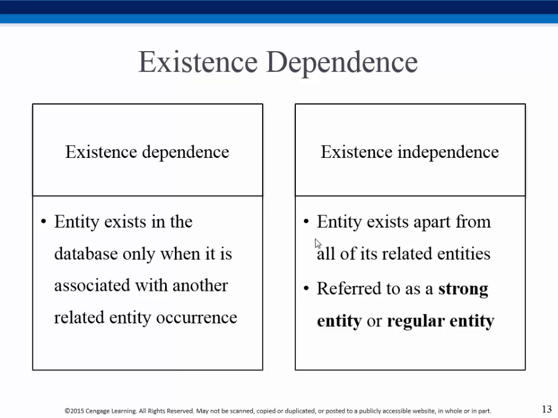If an entity can exist apart from all its related entities, then it is existence independent and is referred to as a strong entity or regular entity. For example, suppose the XYZ Corporation uses parts to produce its products. Furthermore, suppose that some of those parts are produced in-house and other parts are bought from vendors. In that scenario, it is quite possible for a part to exist independently from a vendor in the relationship part is supplied by vendor, because at least some of the parts are not supplied by the vendors. Therefore, part is existence independent from vendor.